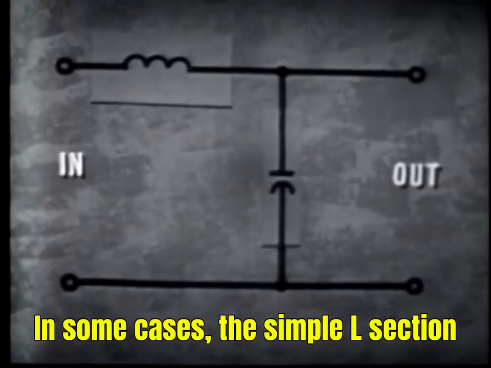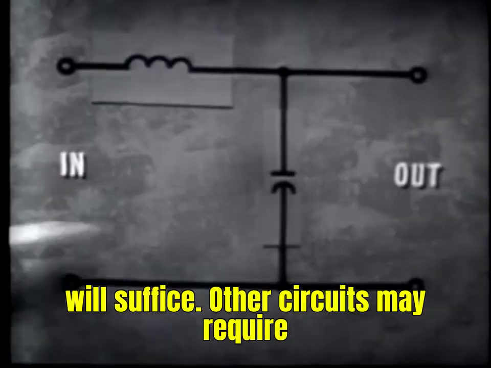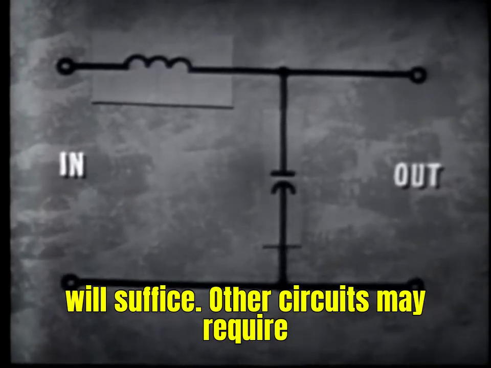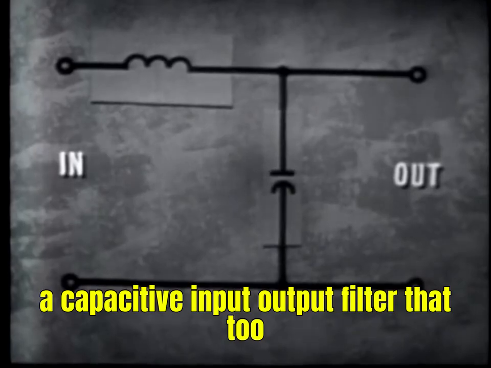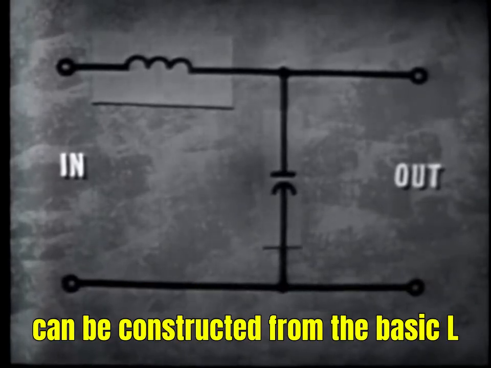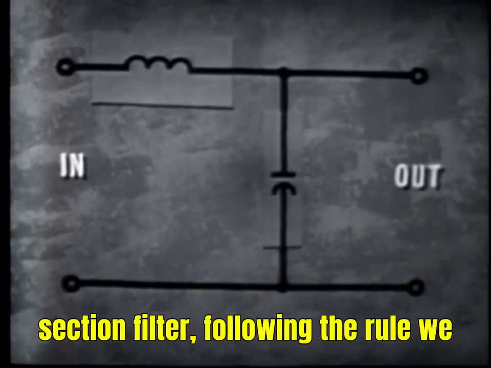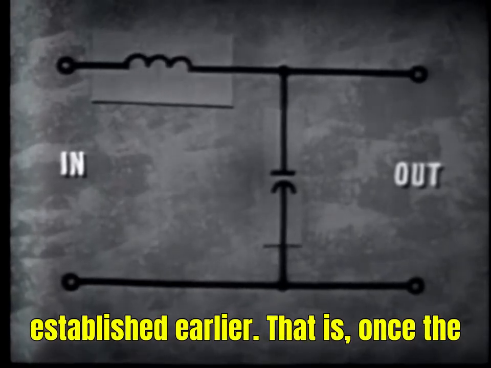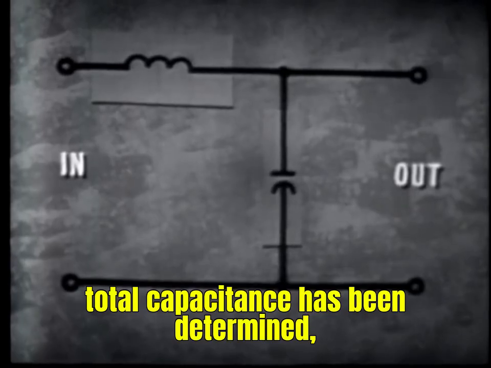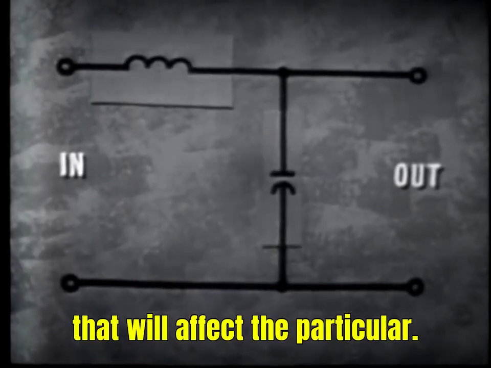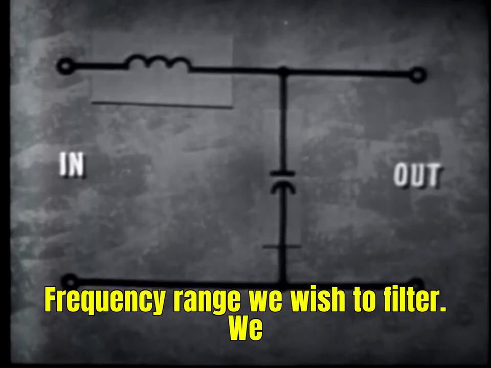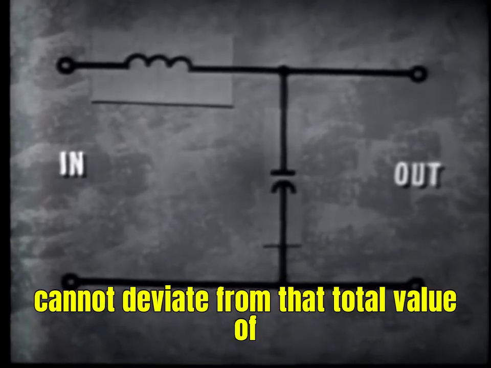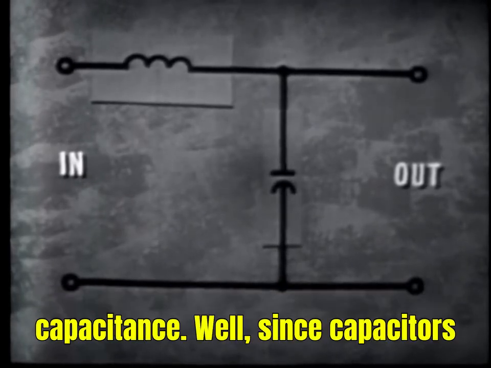In some cases, the simple L section will suffice. Other circuits may require a capacitive input-output filter. That, too, can be constructed from the basic L section filter following the rule we established earlier. That is, once the total capacitance has been determined that will affect the particular frequency range we wish to filter, we cannot deviate from that total value of capacitance.